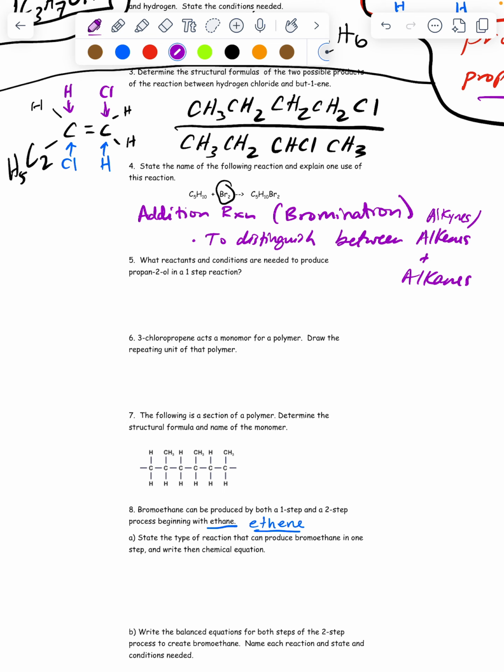Okay, what reactants and conditions are needed to produce propane-2-ol in a one-step reaction? Well, it doesn't really tell you what you're starting with. Let's assume we're like in question 1, we're starting with propene. So what we need is water, preferably steam, so water and a lot of heat, and then H2SO4 as a catalyst.